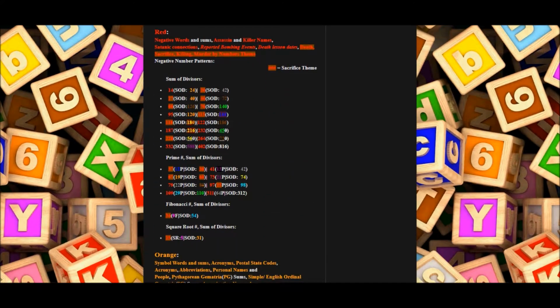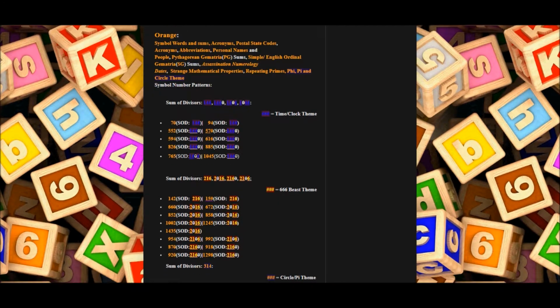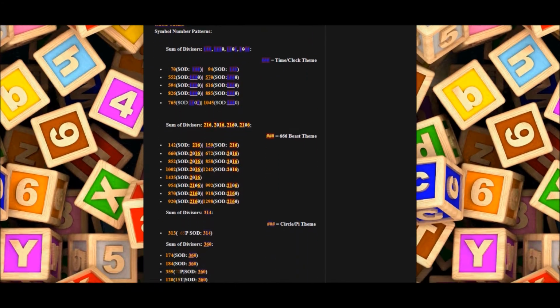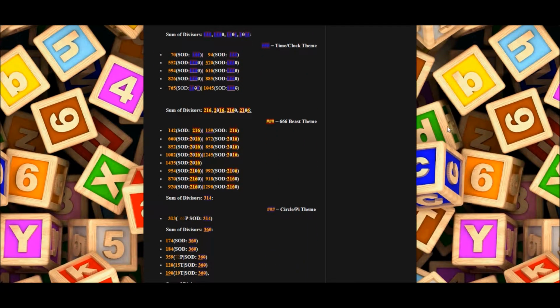We kind of went over red already. We kind of went over orange already, and notice that orange is also separated into separate categories. You have the sum of divisors of those, which are repeated in these. You have the sum of divisors of these, which are repeated in those. And the reason is that 216 equals 6 times 6 times 6, or backwards, the other way around. 6 times 6 times 6, or 6 cubed, equals 216. So it's a backhanded way through math to associate with the beast system, or the beast theme.